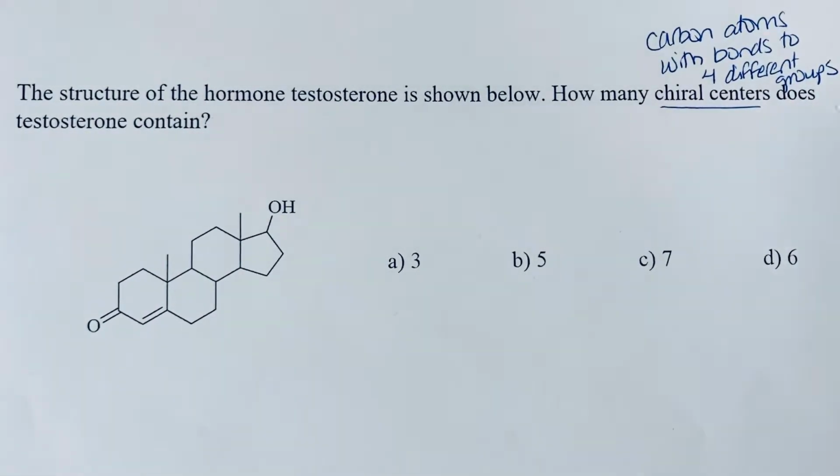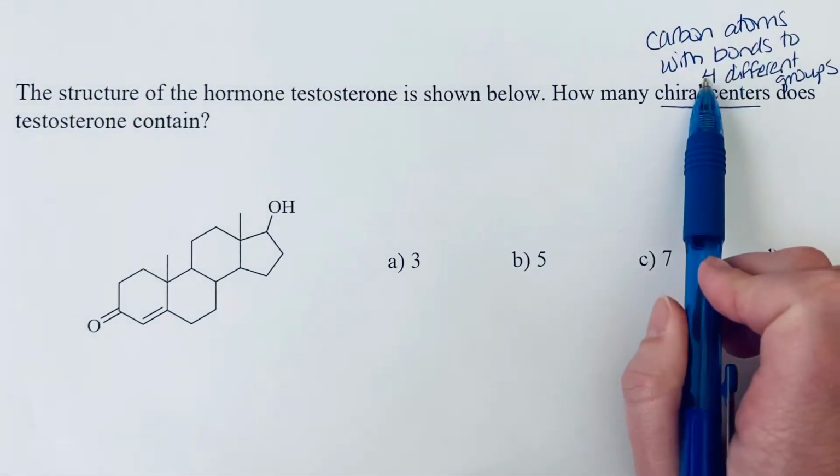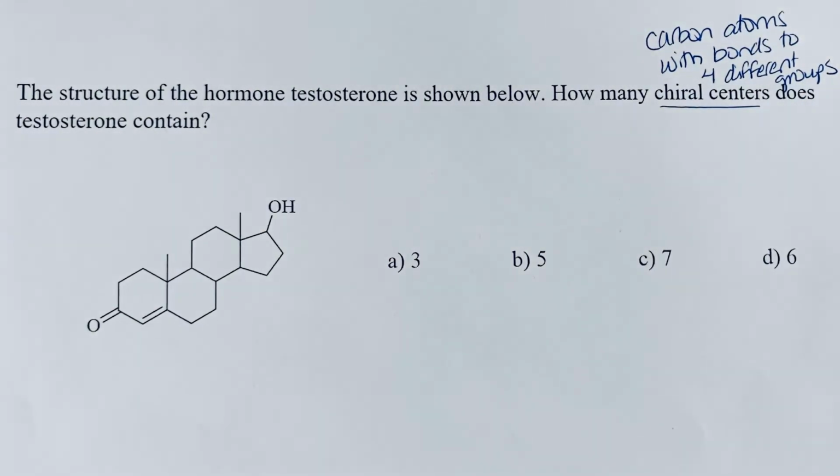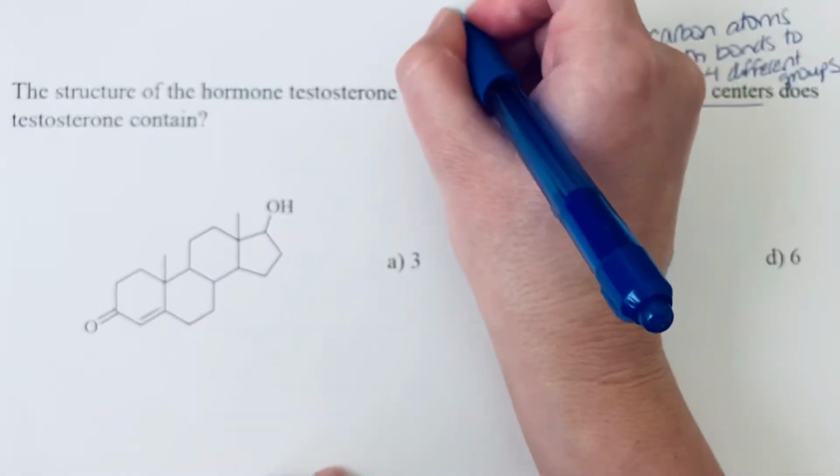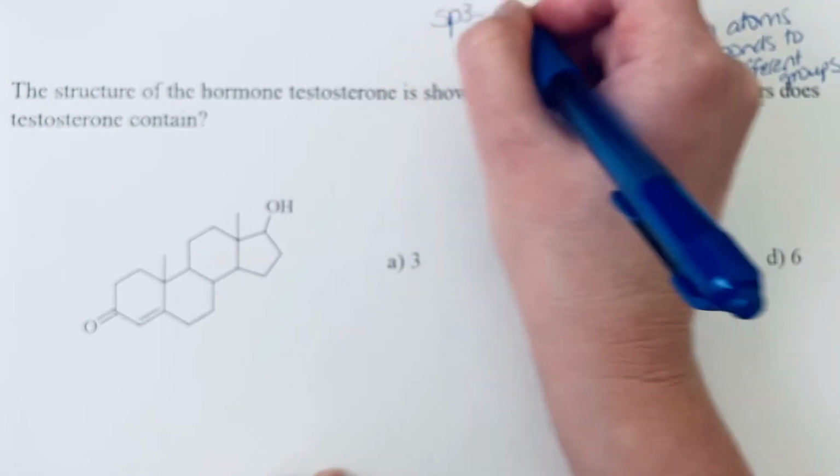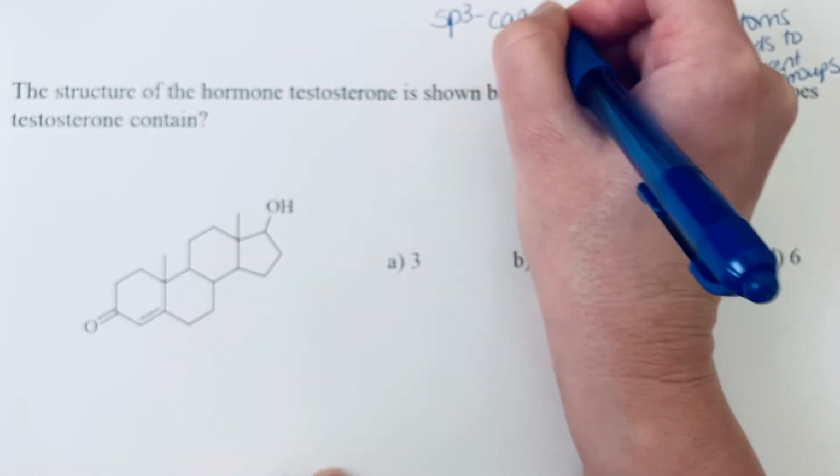Okay, and so when we say different, it's sometimes confusing because we might say, okay, well, we've got 2 bonds to carbon atoms, so those are the same. But we want to make sure that they are completely the same. So you would have to have some symmetry in your molecule. Okay, and so also if you have bonds to 4 different groups, that means you have to have 4 single bonds. So we are specifically looking for sp3 carbon atoms.